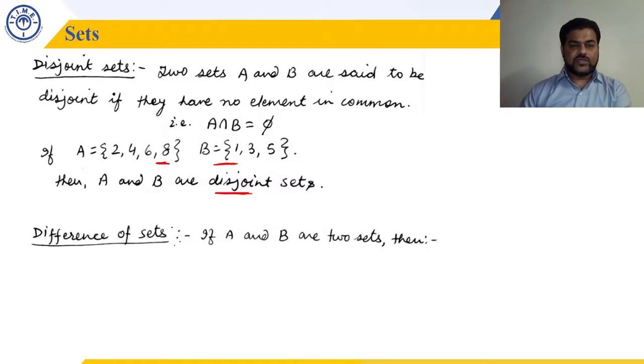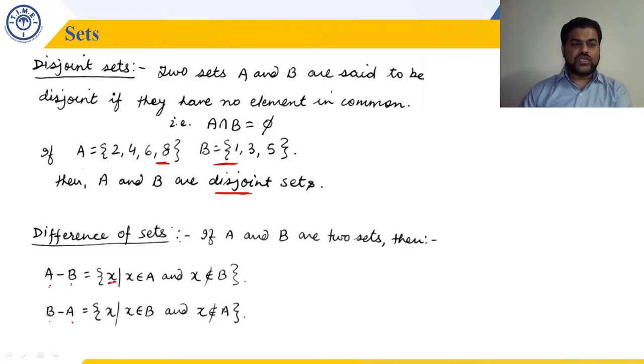Let's look at difference of sets. Let us say A and B are two sets. When we write A minus B, it includes all those elements such that the element must belong to A but not to B. Similarly, B minus A means all those elements which belong to B but not A. So A minus B means the set of all those elements which are present in A but not in B, and B minus A means those present in B but not in A.